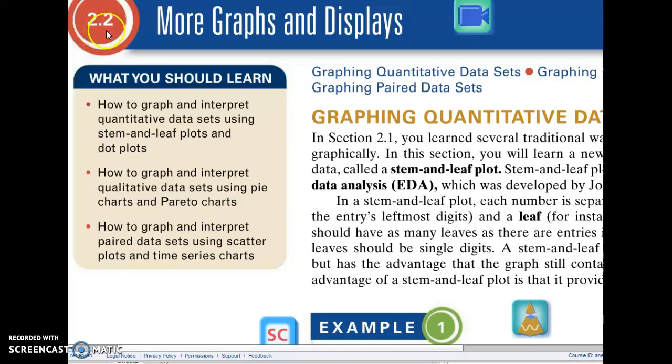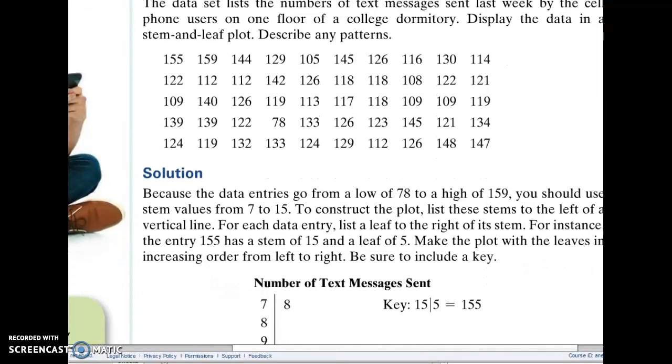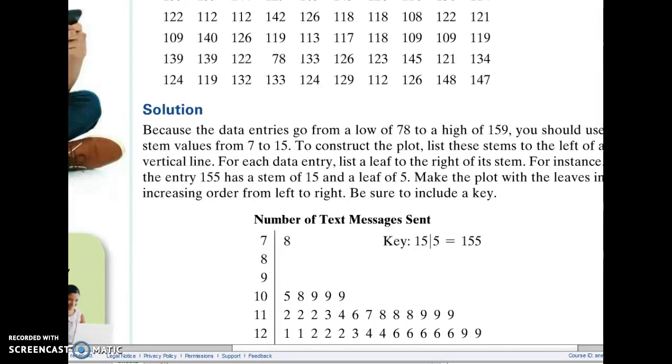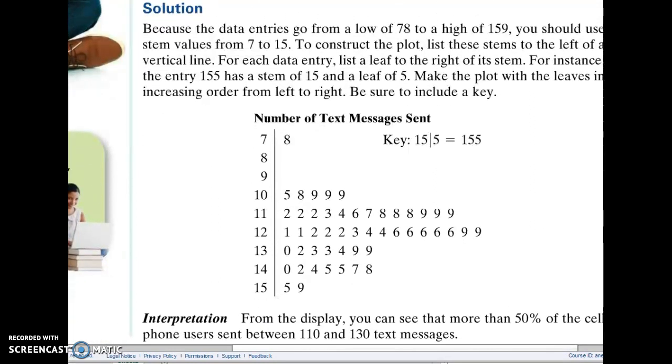So looking at 2.2, we're going to look at a few more graphs and ways to display data. And the first thing we're going to look at is called a stem and leaf plot. One of the similarities to a histogram is you're going to see the patterns of the data jump out at you, the clusters, if there are any. One of the differences from a histogram, one of the benefits of a stem and leaf is you actually get to see the actual data values when you look at the stem and leaf plot.